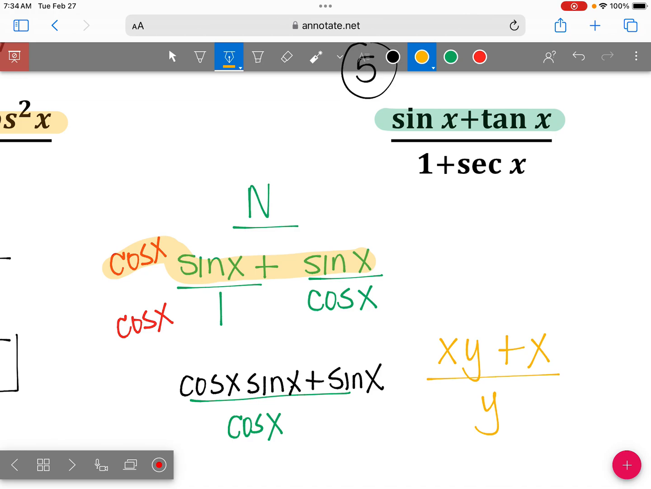Let's think about what we did on the test yesterday. We took out our GCF, right? What is our GCF of this numerator? What do they both have? A sine.